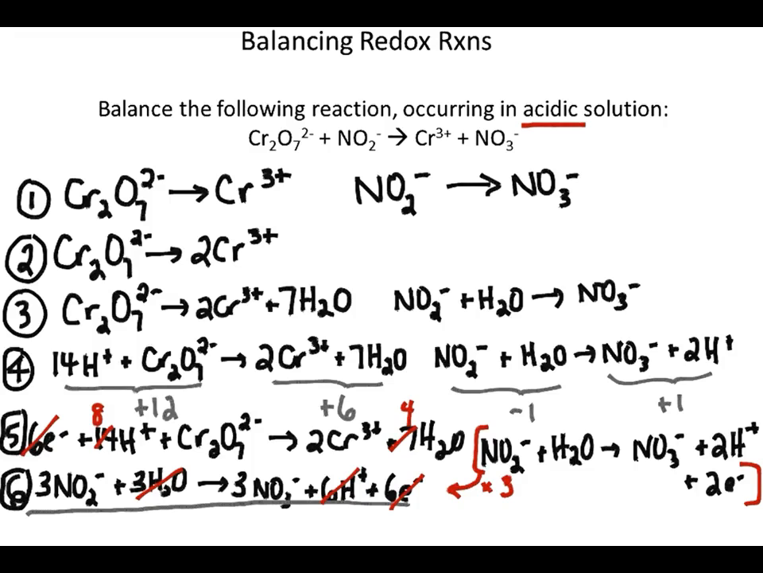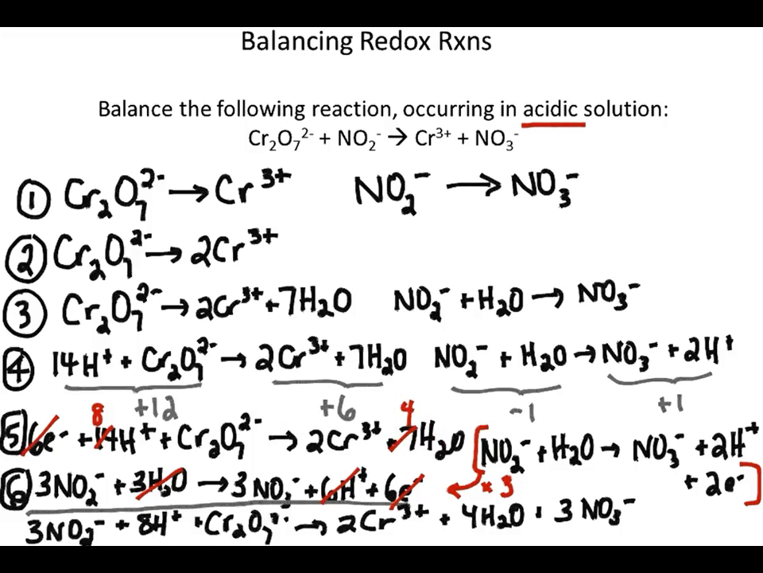Or maybe that, yeah, step. And then we have 14 H pluses and 6 H pluses on the right, which means that this 14 becomes an 8 and those 6 H pluses go away. We have 3 waters on the left and we have 7 waters on the right, which means all 3 of these get canceled out, and that leaves you with 4 on the right hand side. So we're looking for the net simplified equation, which is 3 nitrites plus H plus, 1 dichromate, 2 chromium 3 ions, 4 waters, and 3 nitrates.